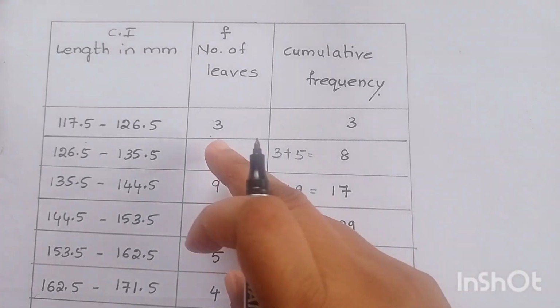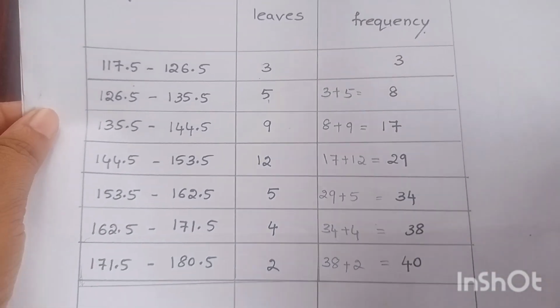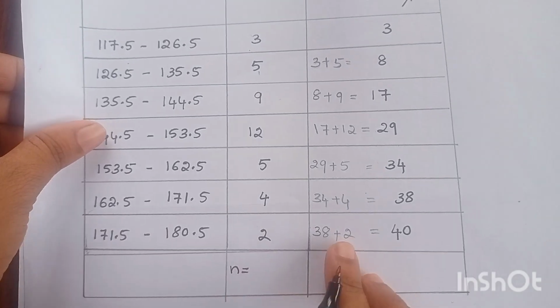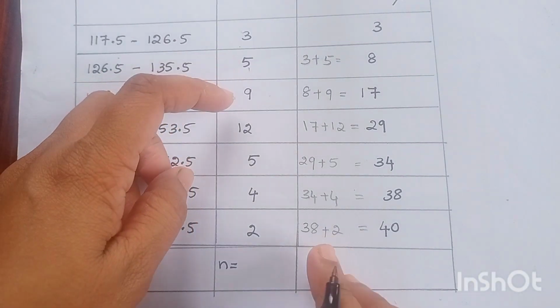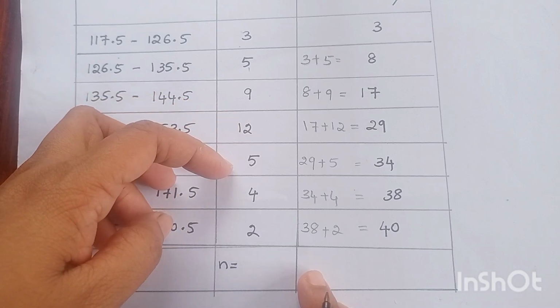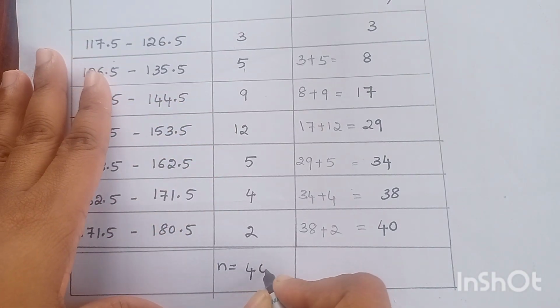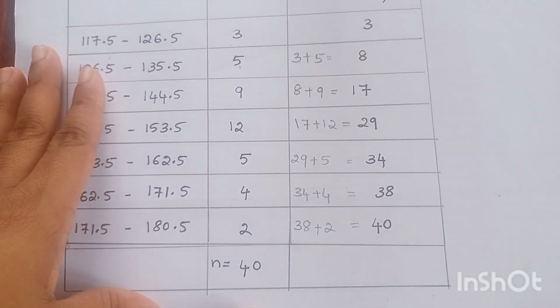This is the frequency table, isn't it? Now we have to add the frequency table to find n. N is equal to 3 plus 5 plus 9 plus 12 plus 5 plus 4 plus 2, which is 40. N is 40. When we add the frequency table, we get n.